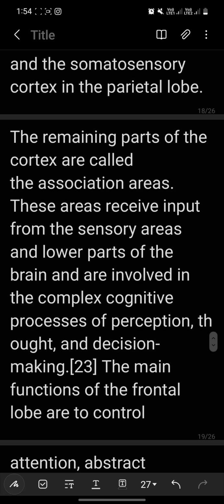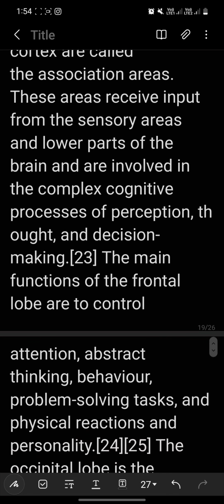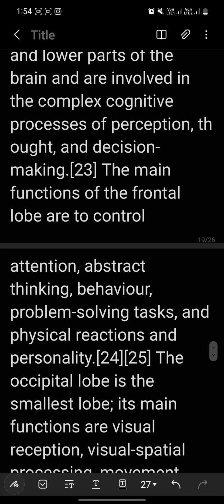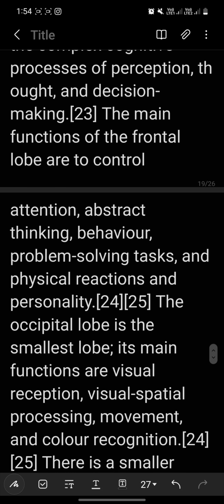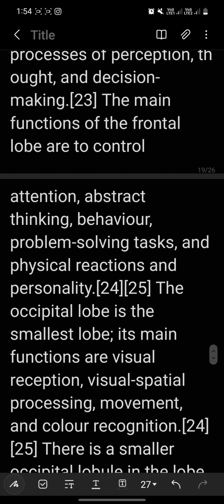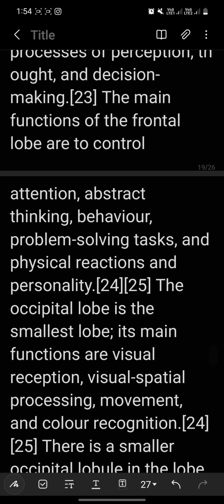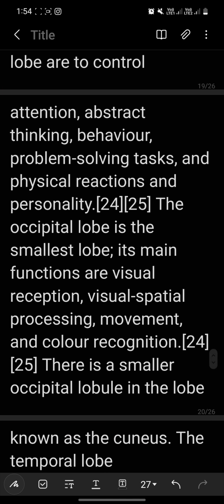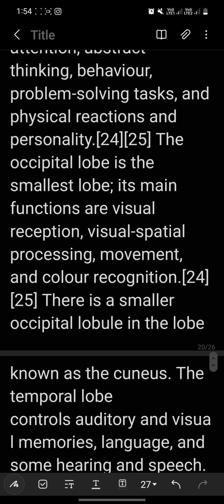The main functions of the frontal lobe are to control attention, abstract thinking, behavior, problem solving tasks, and physical reactions and personality. The occipital lobe is the smallest lobe. Its main functions are visual reception, visual spatial processing, movement, and color recognition. There is a small occipital lobe in the lobe known as the cuneus.